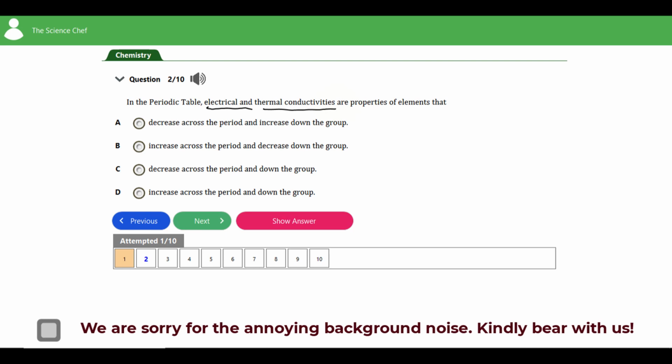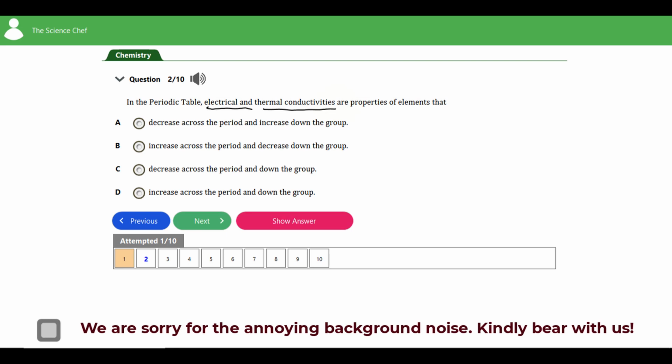So since electrical and thermal conductivities are metallic characters, there will be a decrease in these properties across the period. But note that metallic characters decrease across the period in the periodic table and increase down the group, which means that as you move down the group, the metallic characters increase. But if you move across the period, metallic characters decrease. So if you apply that principle here, electrical and thermal conductivities, being metallic properties, will decrease across the period and increase down the group. And the answer is what?